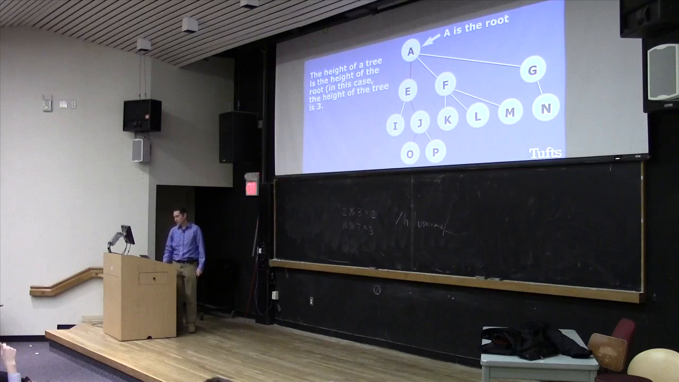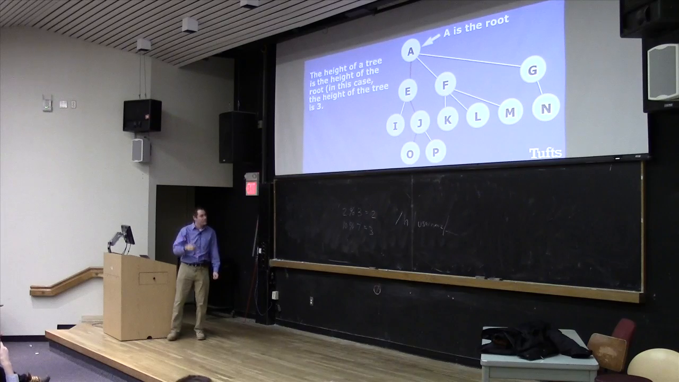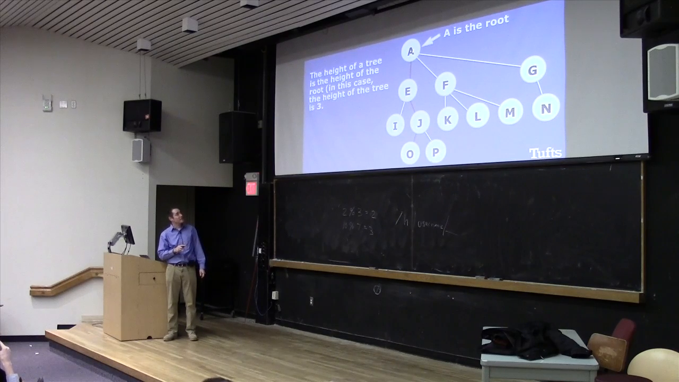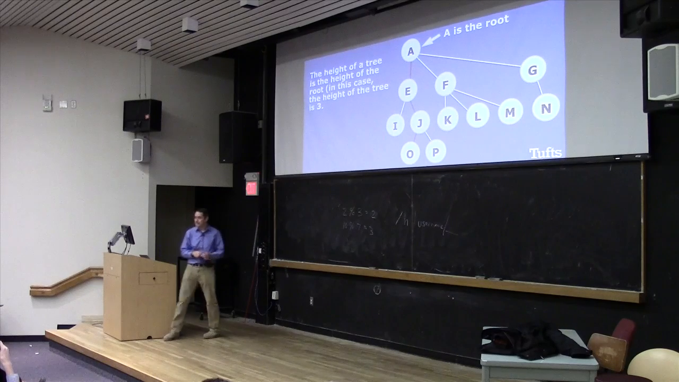The height of the tree is the height of the root. In other words, all the way to the farthest one down, which is exactly what we were just saying. So the height of this tree in this case is 3: 0, 1, 2, 3.